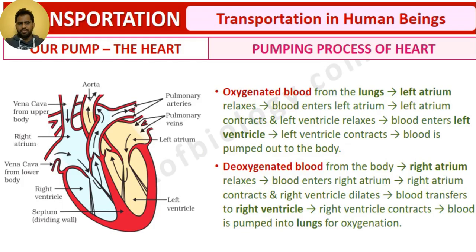Deoxygenated blood, what happens from the body? Right atrium relaxes. Blood enters the right atrium. Right atrium contracts and right ventricle dilates. Blood transfers to the right ventricle. Right ventricle contracts, so blood is pumped into the lungs for oxygenation. So this is just the flow of the blood, the flow in which it is going.